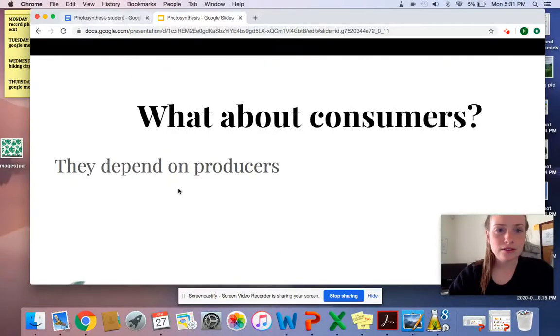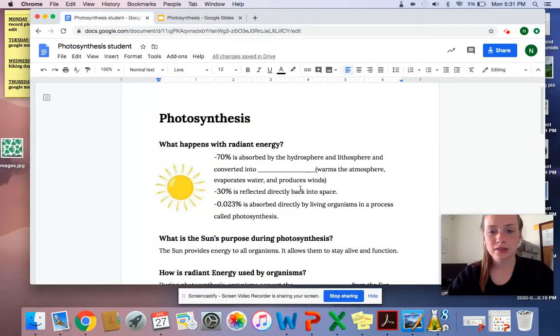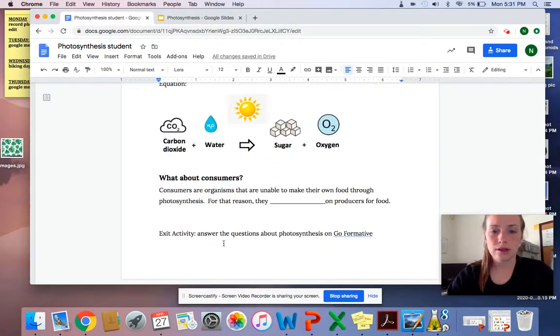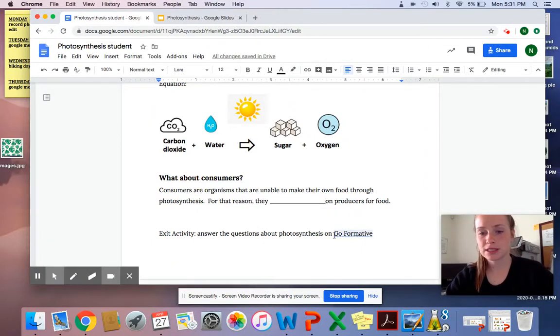So if you look at your document here, the exit activity is to answer the questions about photosynthesis on Go Formative. The very last lesson will be on cellular respiration, which will look at how we use that energy that producers make. Then it'll be our test.